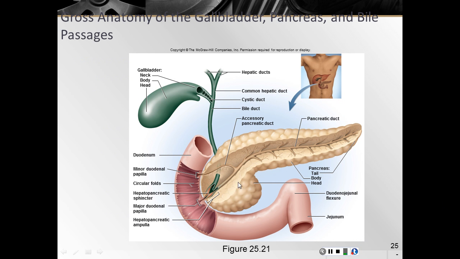So here I have a picture of the common hepatic duct. We have our cystic duct coming directly from the gallbladder, and they're going to join up and form that bile duct that will secrete into the small intestines, which would be that small area of the duodenum.